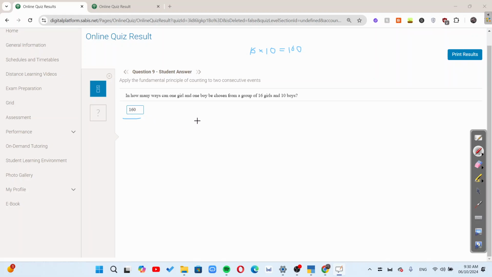So 160 ways. It doesn't have to be two people, by the way. If it's this many ways, you're not definitely choosing boy, girl, boy, boy, boy, girl, girl. Definitely not. It's going to be more than one, but they didn't tell you how many. So you just multiply these two numbers to find out any answer like this.